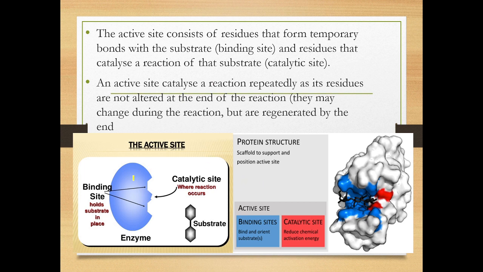And this active site is subdivided into two other sites. So this is a binding site here. It's a binding site, and these two are the binding sites, and this is the catalytic site. So the active site has two sites. One is called the binding site, which holds the substrate in place. It helps it fit into that space. And the second one is the catalytic site where the reaction occurs.